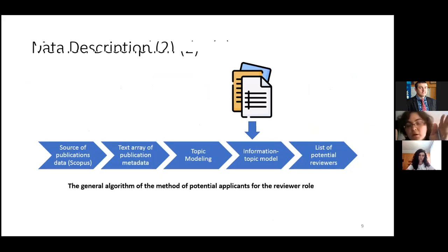After this, we use our model in our information topic model and also prepare some steps to define the conflict of interest between authors of the paper and our reviewers. And after this, we receive the list of potential reviewers for our paper.